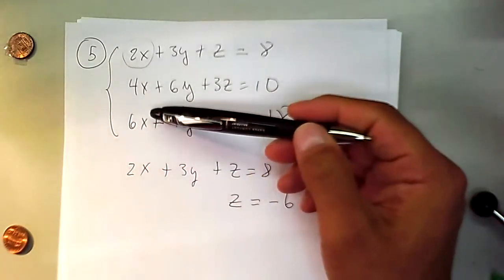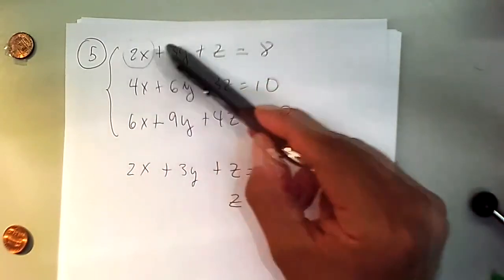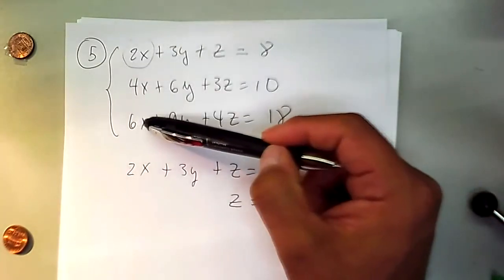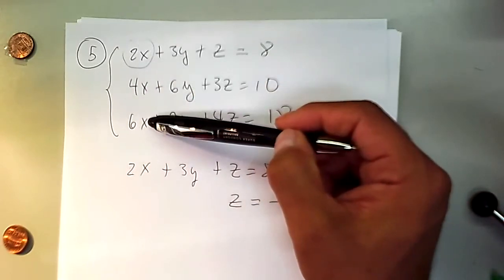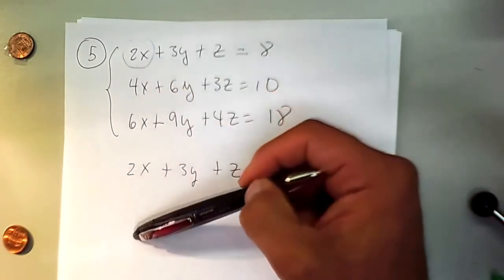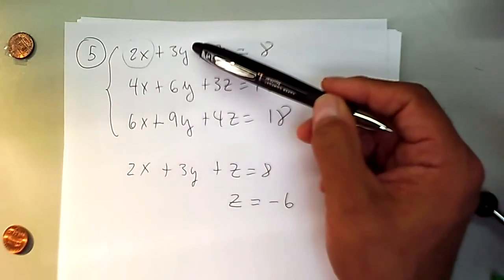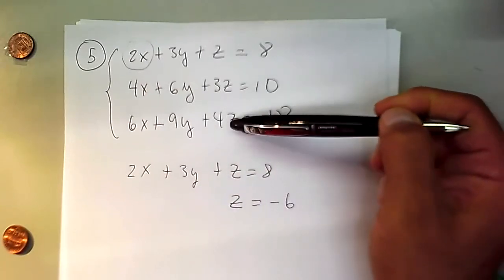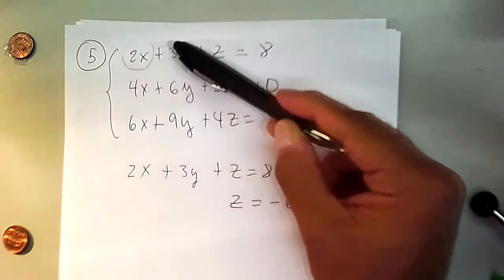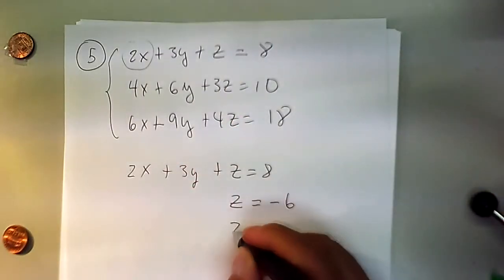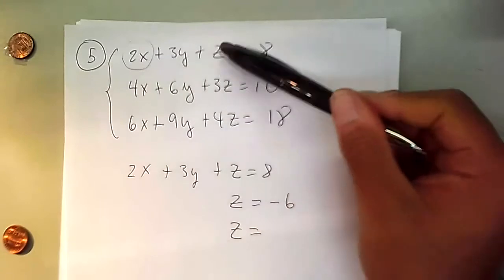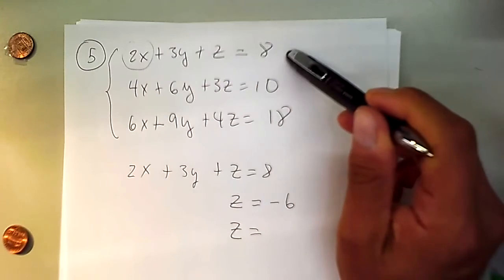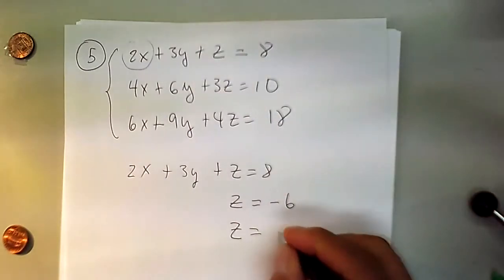Then we do the same thing here. 6. Now, but the multiplier is going to be 3. We're going to multiply this guy by 3 so that the coefficients of the x match. 6 minus 6, no x. 9 minus 9, because we're multiplying this by 3, no y. 4 minus 3, remember, we're multiplying this by 3. So we end up with z. 4 minus 3, and then 18 minus 24, negative 6.